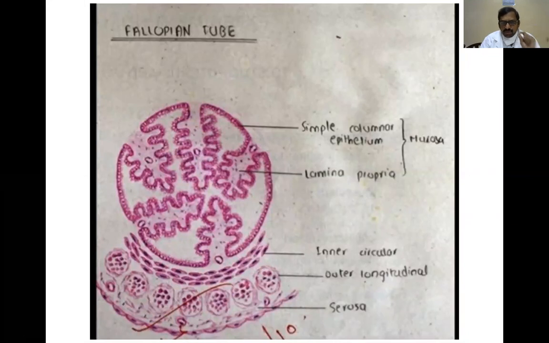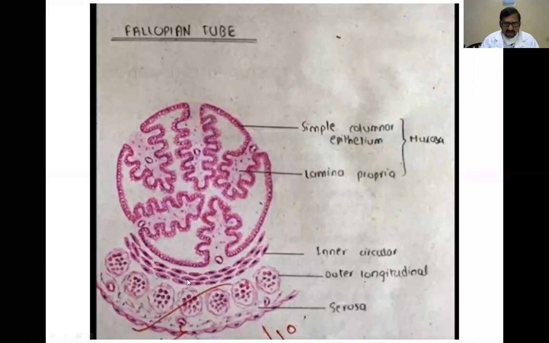That is important. Then, this is the epithelium, and then the muscle layer, the inner circular layer and outer longitudinal layer. On the outside is the lining, the mesothelium or serosa.